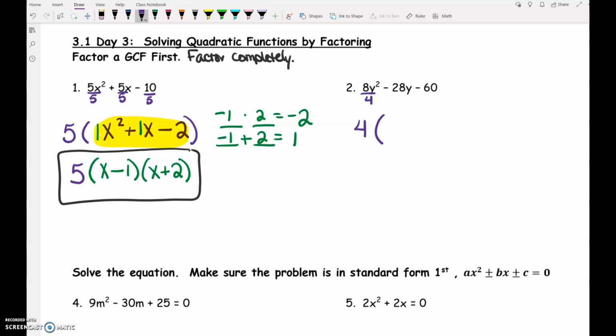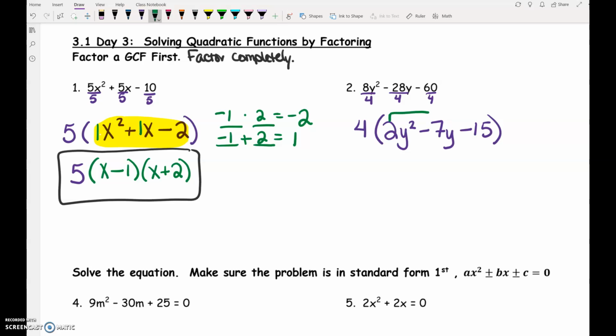Okay, first term divided by 4, we will be left with 2y squared. Negative 28y divided by 4 would be negative 7y. And negative 60 divided by 4 is negative 15. If we had not factored out the greatest common factor, we would have had to do 8 times negative 60, which is a crazy big number, and we'd have to figure out 2 numbers that multiply to give us this crazy big number and add up to negative 28. That would be a lot more challenging.